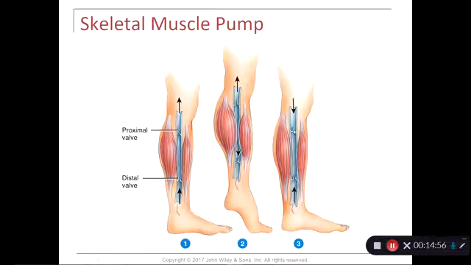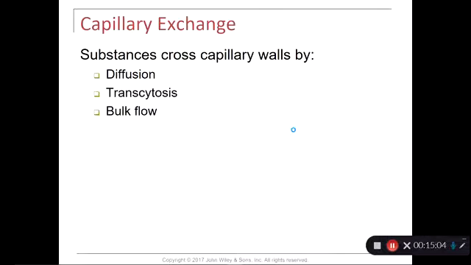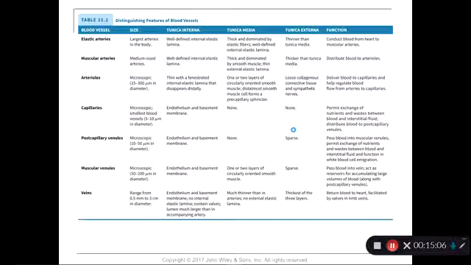Your lungs do something very similar. You breathe in, you're moving blood. You breathe out, you're moving blood in these veins. So that is all we're going to discuss in this portion of the lecture. We'll be discussing more about the capillaries here next.